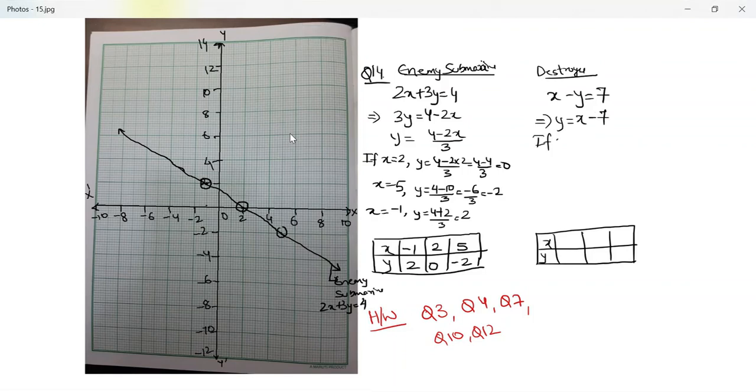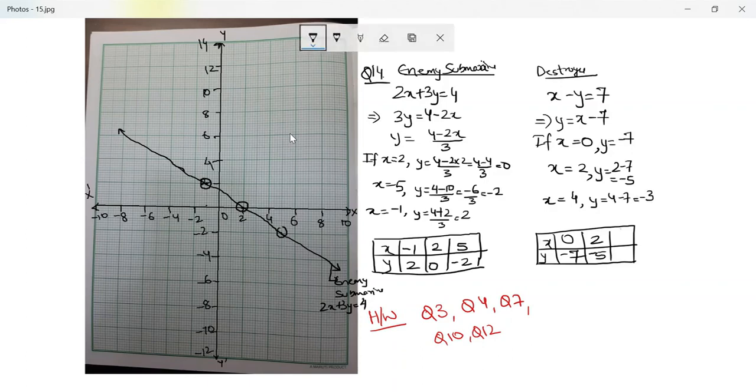If x is equal to 0, y will be equal to negative 7. So x is equal to 0, y is negative 7. x is equal to 2, y will be 2 minus 7, that's negative 5. So x is equal to 2, y is equal to negative 5. And if x is equal to 4, y will be equal to 4 minus 7, that's negative 3. So x is equal to 4, y will be equal to negative 3. Let's plot these 3 points.